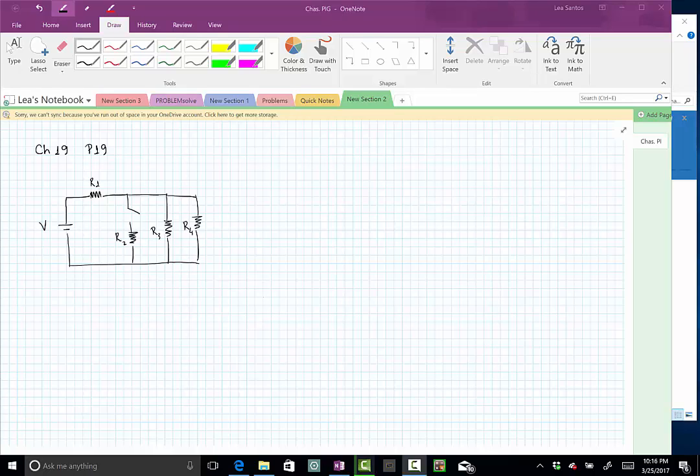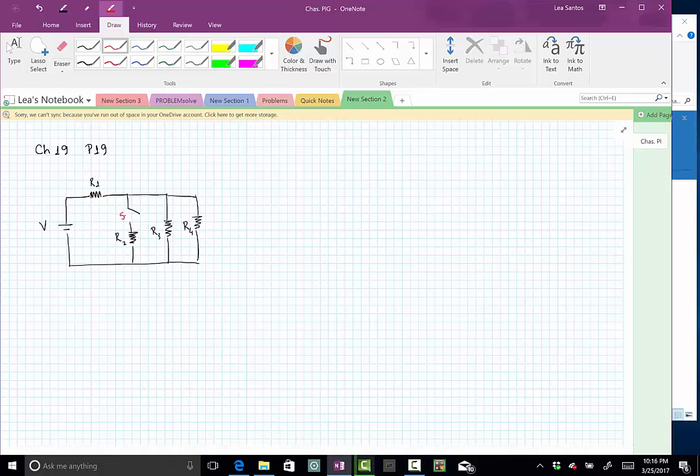This is problem 19 of chapter 19 of Giancoli, 6th edition. So what we want to know first is trying to understand this circuit. What would happen to the voltage across each resistor when the switch S is closed? So the switch S is here. You see, it's initially open, so there is no current passing through that resistance 2.